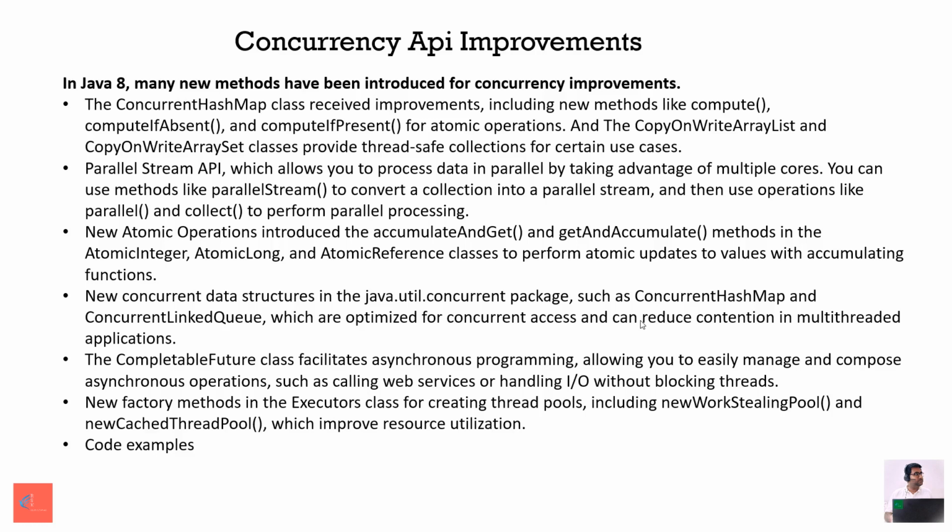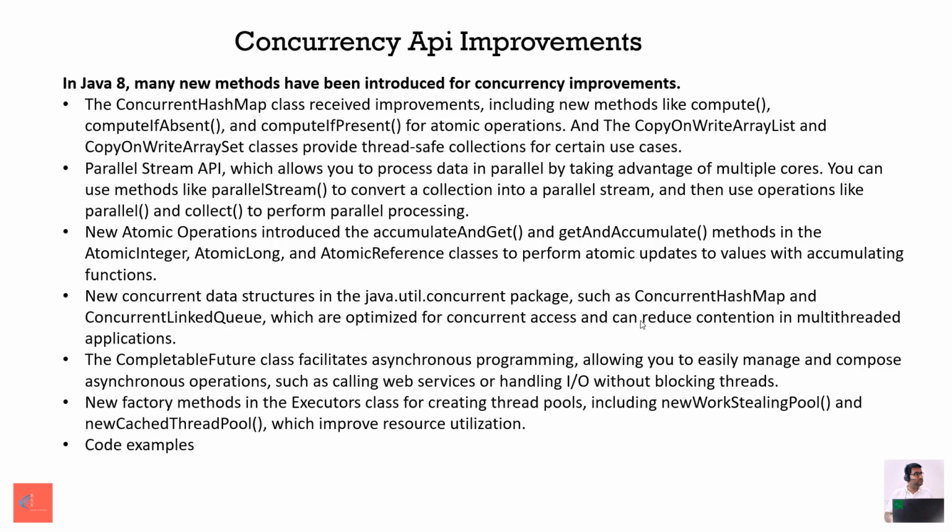Also, CopyOnWriteArrayList class and CopyOnWriteArraySet class provide thread safe collections for certain use cases. The parallel stream API has been added, which helps in creating parallel streams, and these operations we can do on data like parallel and collect. New atomic operations also introduced methods like accumulateAndGet and getAndAccumulate in classes like AtomicInteger, AtomicLong, and AtomicReference. These methods perform atomic updates to values with accumulating functions.